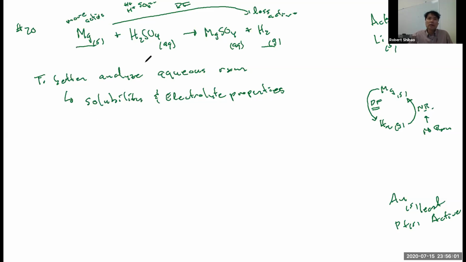So if something's soluble, then it forms aqueous. So if soluble, the state should be aqueous. It turns out sulfuric acid is soluble in water, and therefore it's aqueous. Magnesium sulfate is soluble in water, therefore it's aqueous. Hydrogen gas is not soluble in water. And solid magnesium metal, you can't dissolve magnesium metal in just plain water. It doesn't work. You can eat away magnesium using acid, like what we're doing here.